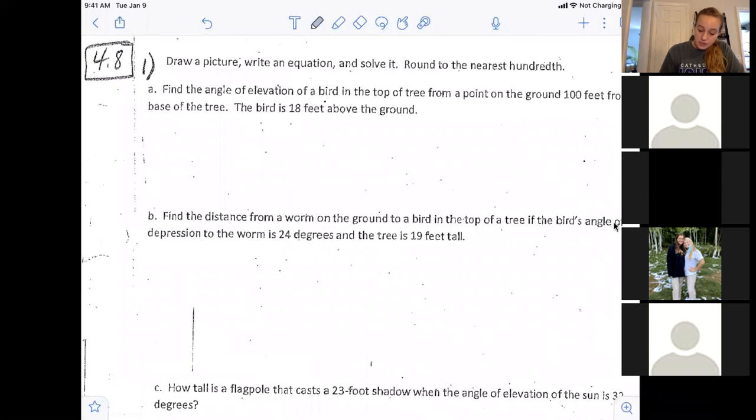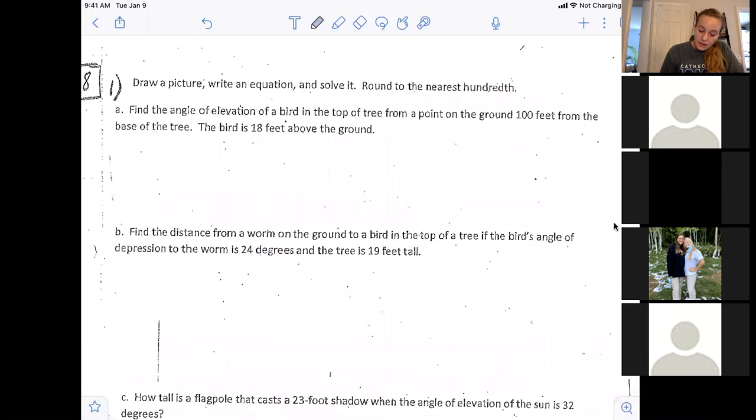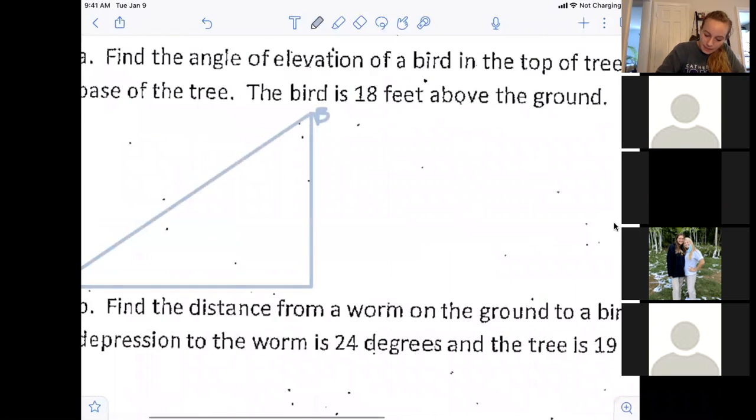So we're just going to draw some pictures. Find the angle of elevation of a bird in the top of a tree from a point on the ground 100 feet from the base of the tree. The bird is 18 feet above ground. Okay, so we're going to draw a picture. Here's my tree and the bird's at the top of the tree. It says the bird is 18 feet above ground, so I'm going to label that vertical distance from the bird to the ground 18 feet.